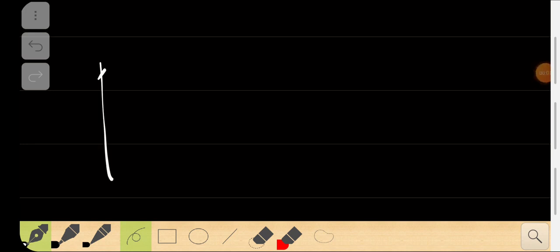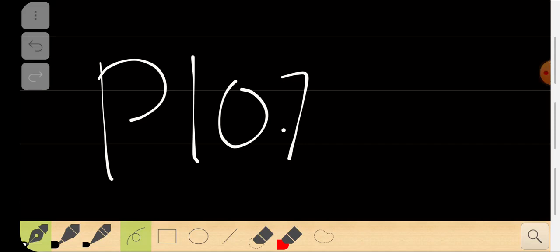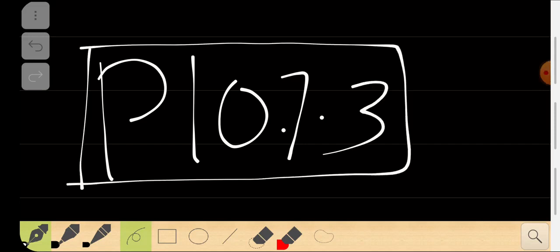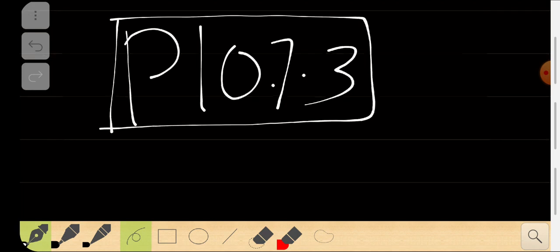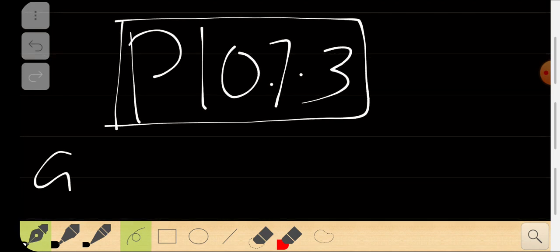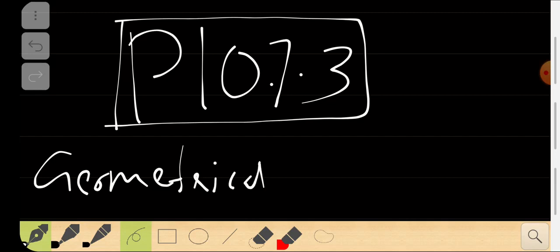This lecture is called P107.3. In this lecture we are going to look at uniform circular motion, and we will look at the geometrical interpretation of uniform circular motion.